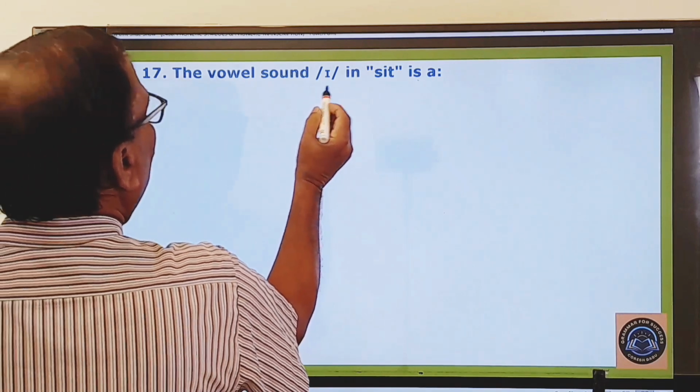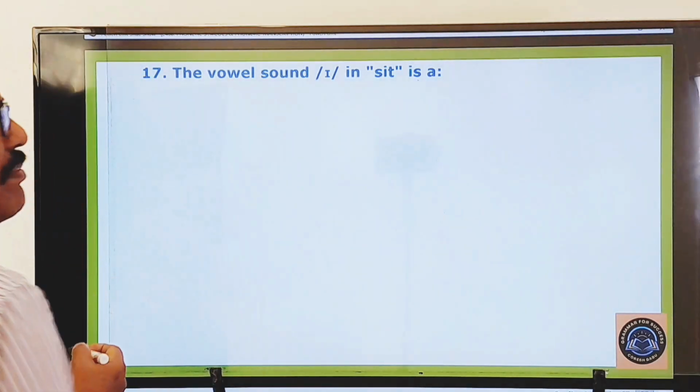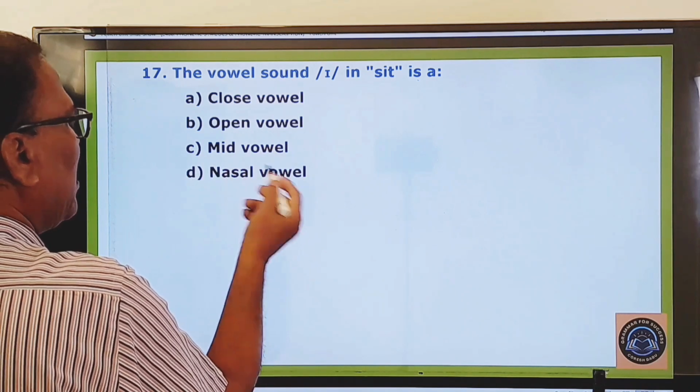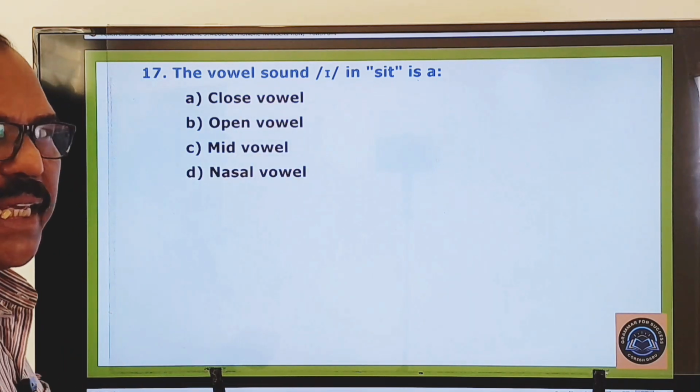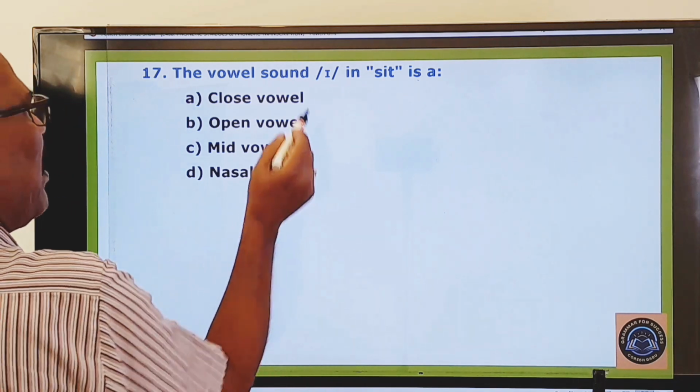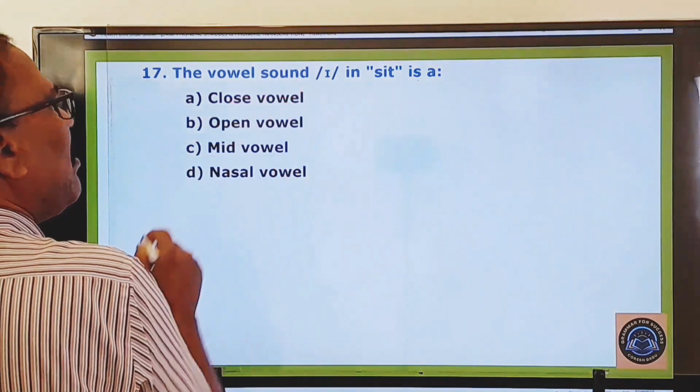17th one. The vowel sound E in sit is a closed vowel, open vowel, mid vowel, nasal vowel. What is this vowel? E. When you say E, what is happening? What do you find in this? Is it a closed vowel?